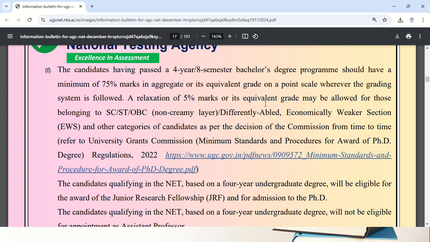A relaxation of 5% of marks is allowed for SC, ST, OBC. It means for the general category 75% marks is required, and for other category persons it is 70%. The 5% relaxation is available for weaker sections, differently abled persons, and others. That is required for integrated degree people.